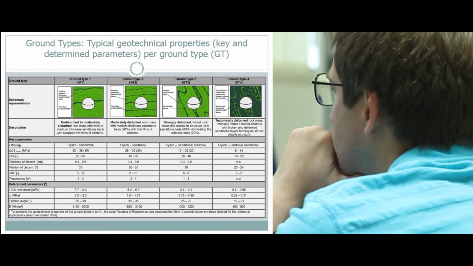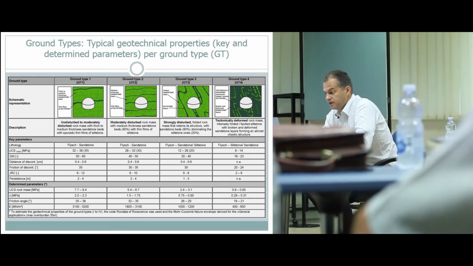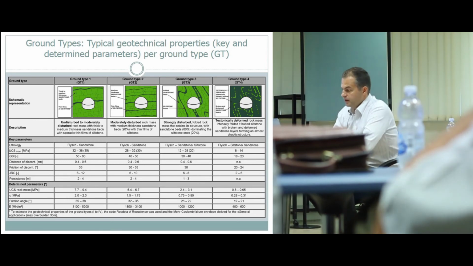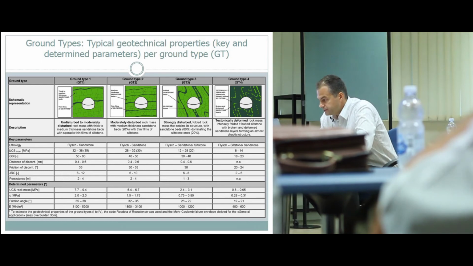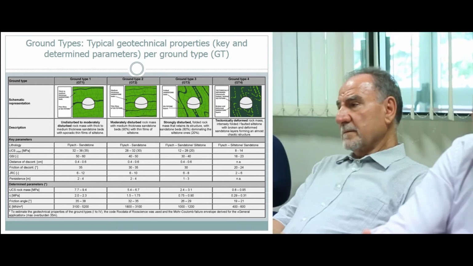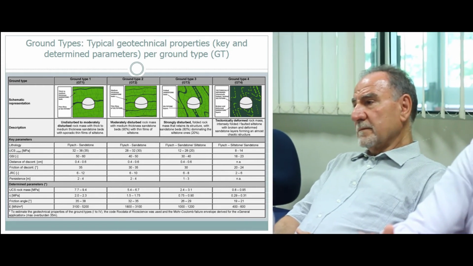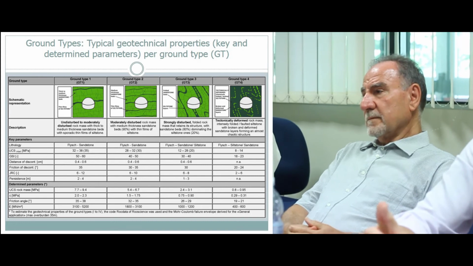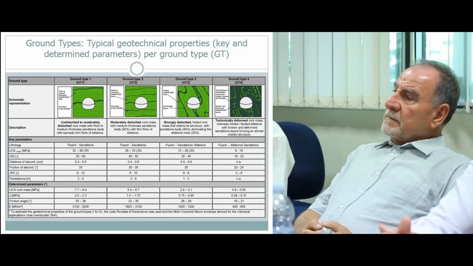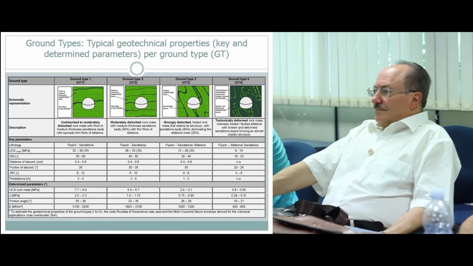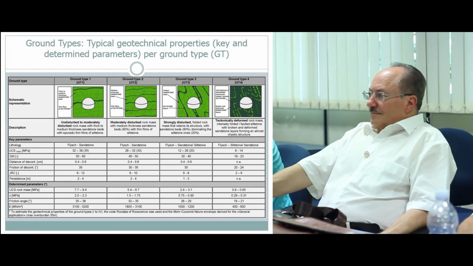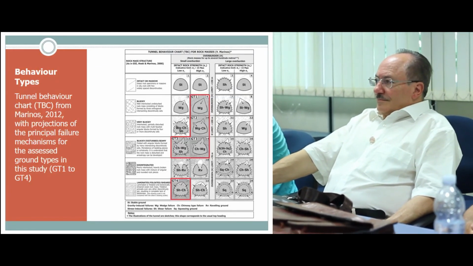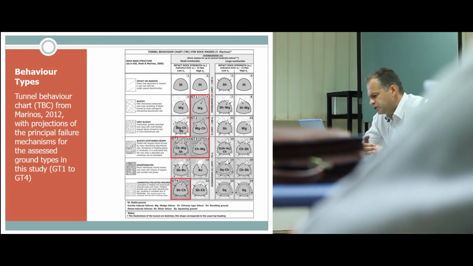In ground type 4, here we have some stress-induced problems. So we have to analyze whether it is squeezing or shear failures, but mainly we may have these kinds of problems. Of course, some chimney type failures due to this very low cohesion of the rock mass may also develop. So in particular, we have three behavior types.